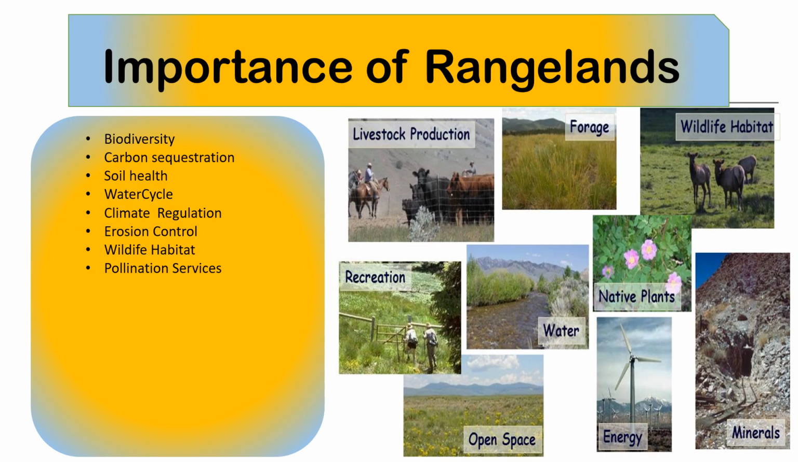For example, in Cholistan, the rangelands are home to the blackbuck and chinkara, and they provide pollination services that are important in the reproduction of both plants and animals.